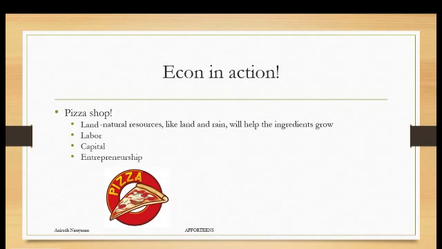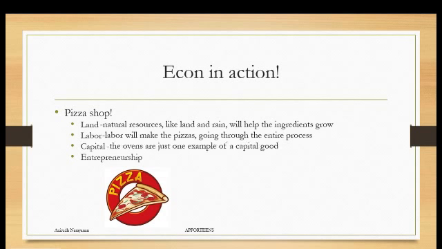Your labor are going to be the ones that make the pizzas, going through the entire process, which I don't know because I'm the one that's buying the pizzas, not the one that's making it, although that would be an interesting job. Capital goods, for example, the ovens, the different machinery that they use to make the pizzas. Again, I don't know how to do that. I wish I did. I ought to. I feel like a disgrace now, the human teenager kind, but I don't.